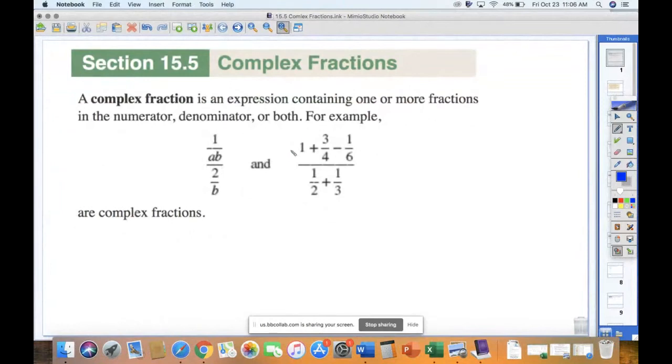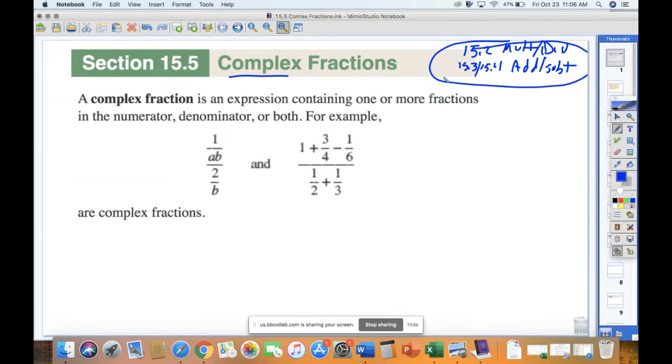Check that out. We're going to build on that idea. Look, 15.2 was multiply and divide rational expressions. 15.3 and 15.4 got to add and subtract rational expressions. And today, with complex fractions, we're going to throw all of these operations into one expression and simplify it.